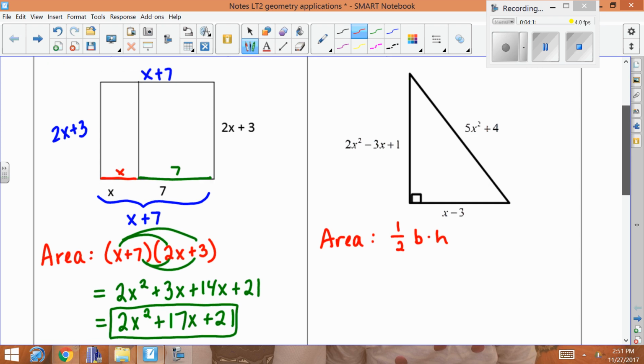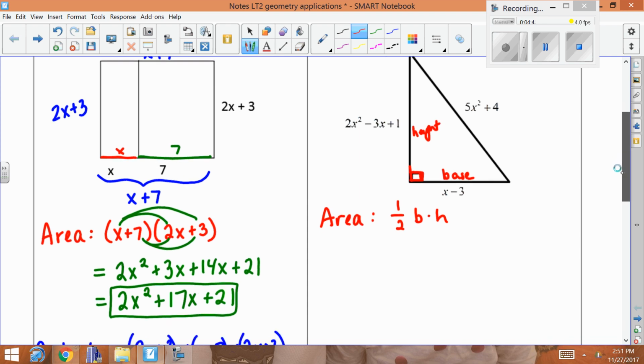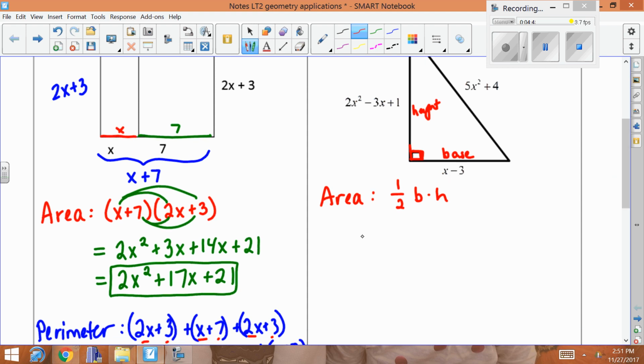Now when you're looking at the triangle, again, it doesn't matter which way the triangle is rotated here. You do have to notice though the base and the height go from the right angle right here. So that means this side is the side I'm going to call my base, and then the perpendicular side is the height of the triangle there. So we're actually not even going to use the 5x squared plus 4 on this one. So the area, 1/2 times the base times the height. So 1/2 times the x minus 3 times the 2x squared minus 3x plus 1.